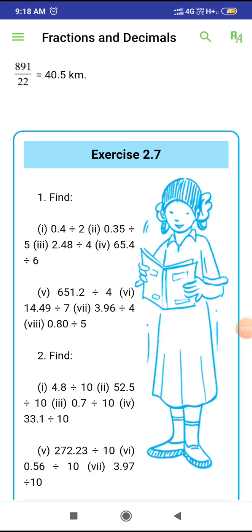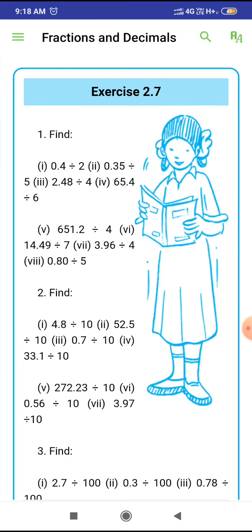Hello students, today we will discuss the last exercise of the second chapter, exercise 2.7. In this exercise, you will learn how to divide a decimal number by a whole number and by a decimal number. So start with the first question, and the first question is find 0.4 divided by 2.